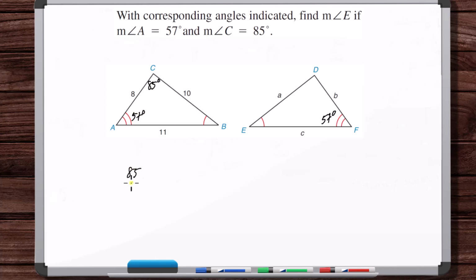So 85 plus 57, 142. So 180 minus 142, 38 degrees. So this is 38 degrees. Okay, but angles B and E are congruent. So that means the measure of angle E is 38 degrees.